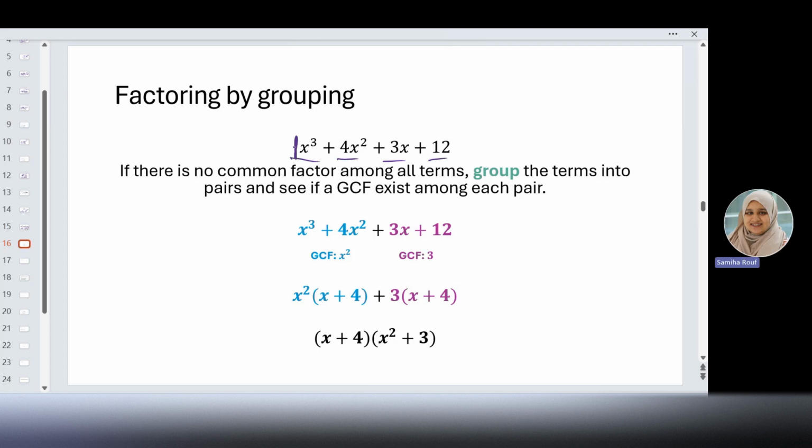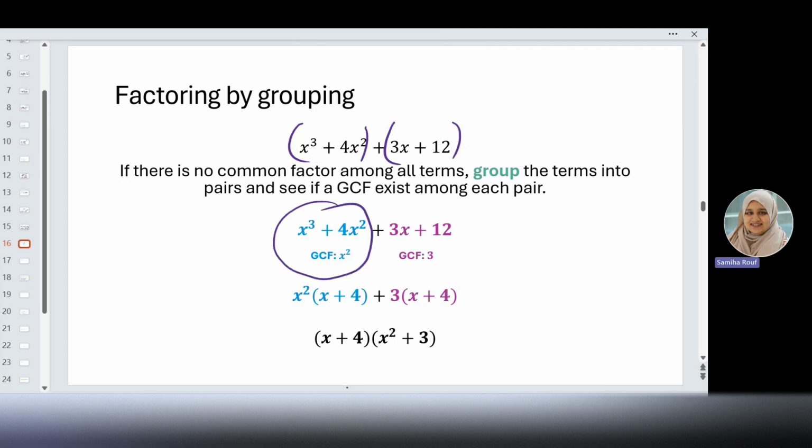Another way to see there's no common factor is to look at the variable. There's x cubed, x squared, x, but there's no x here. So maybe I could say I could divide everything by x, but not really, because since there's no x with the 12, you're going to have a remainder. So since there is no greatest common factor, let's group this into pairs and see if I can find a common factor between the pairs. So that's what I'm doing in this step.